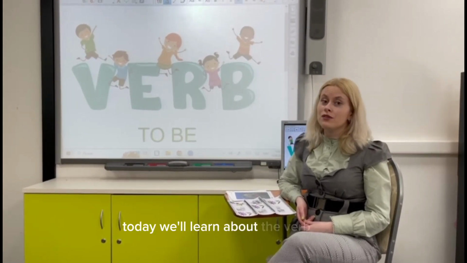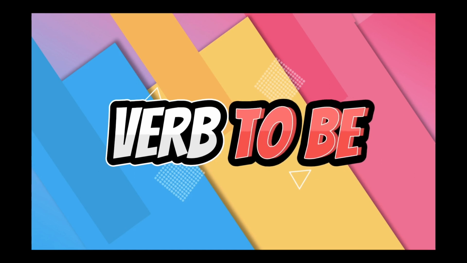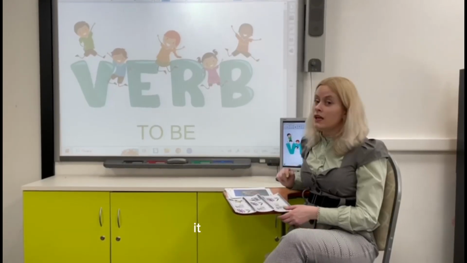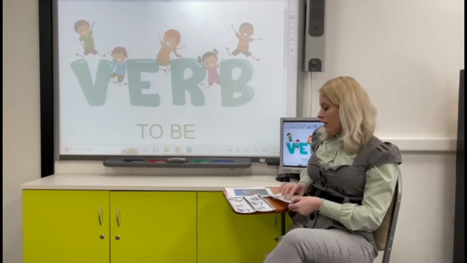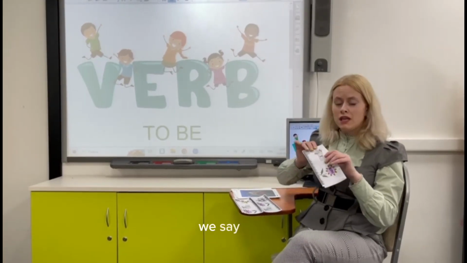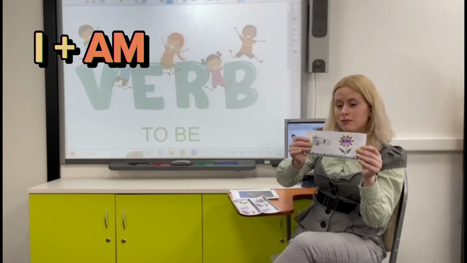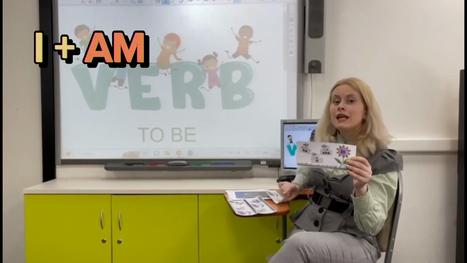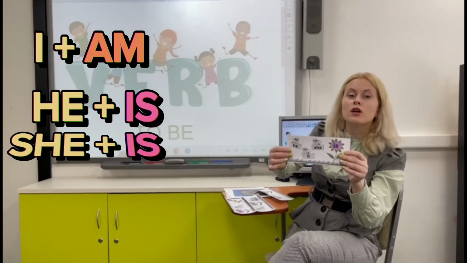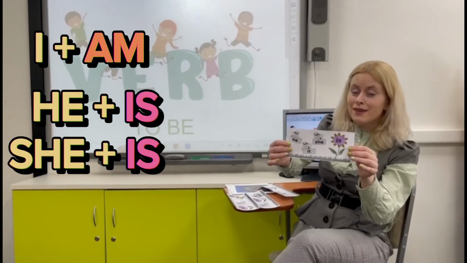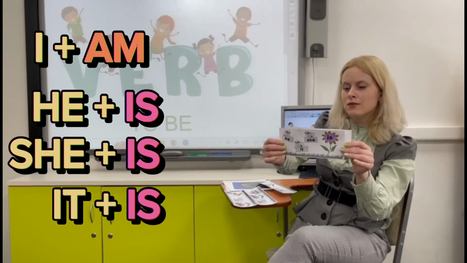Today we'll learn about the verb to be. It's used for states. It has three forms. Let's have a look. We say, I am, he is, she is, it is.